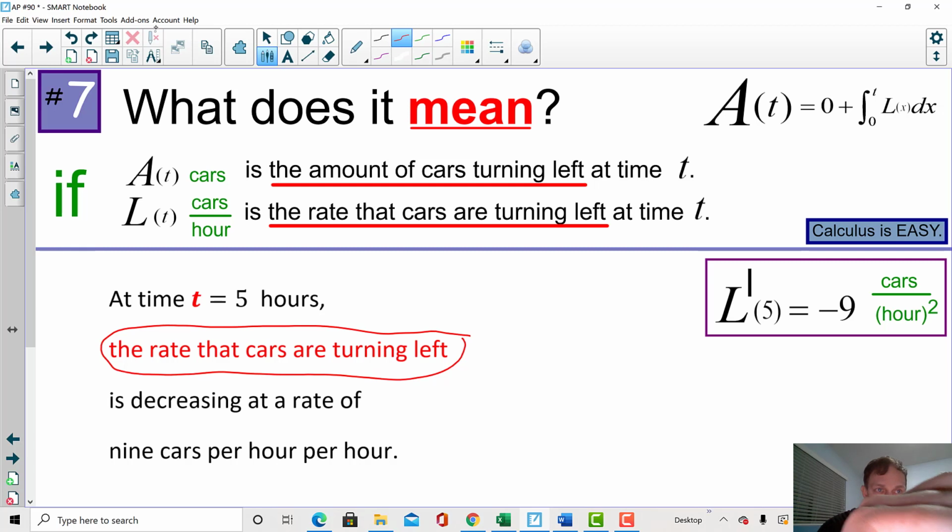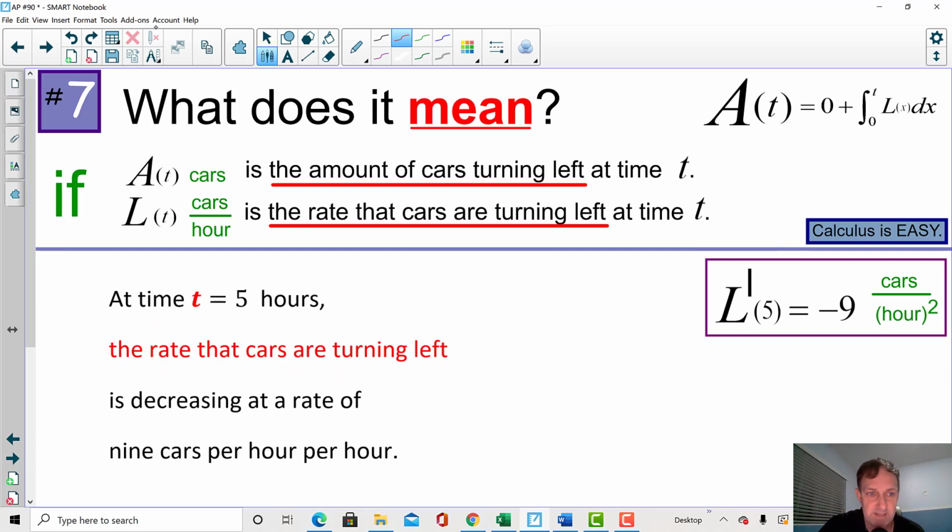And now I'm done. My final answer says at time t equals 5 hours, the rate that cars are turning left is decreasing at a rate of 9 cars per hour. And that's it. That's the meaning.